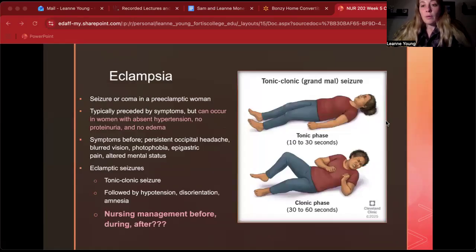Moving on here. So we talked about gestational hypertension, chronic hypertension. We discussed preeclampsia. We went over HELLP syndrome. The last one on our list as far as hypertensive crisis goes is eclampsia.